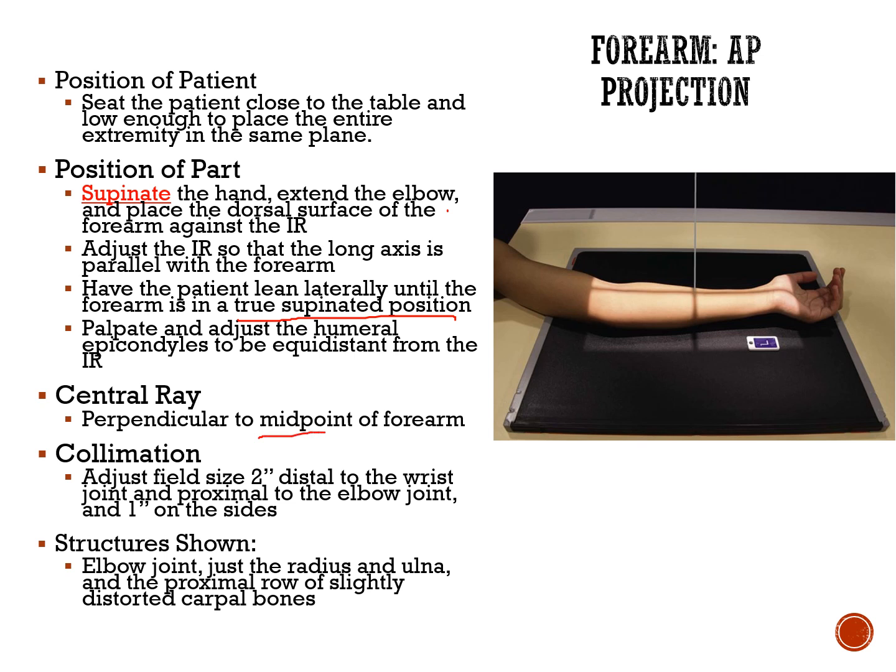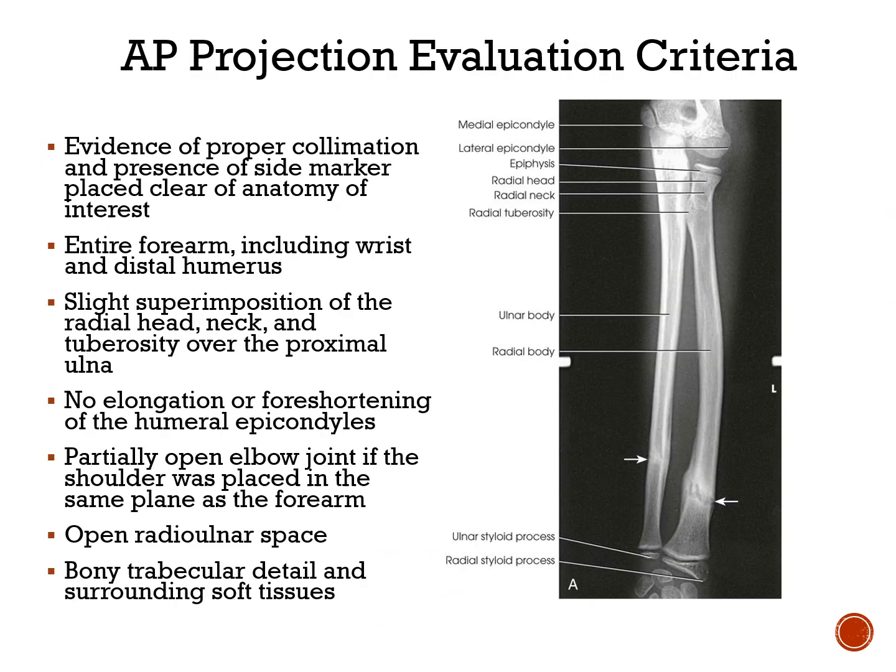We want to be perpendicular to the midpoint of the forearm, and we want to adjust the size of the field so it's 2 inches distal to the wrist and 1 inch on the elbow and 1 inch on the sides. So you want to see the elbow and the wrist joints, but also the entire radius and ulna should be desuperimposed at the bodies. So the entire forearm, including the wrist and the distal humerus, should be shown.